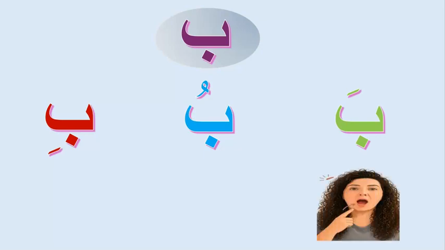So, for example, this is letter Ba with Fatha. This vowel or short sound, we call it Fatha. When it's on the top, we have to open our mouth like this to read the letter. So letter B, it will be Ba.